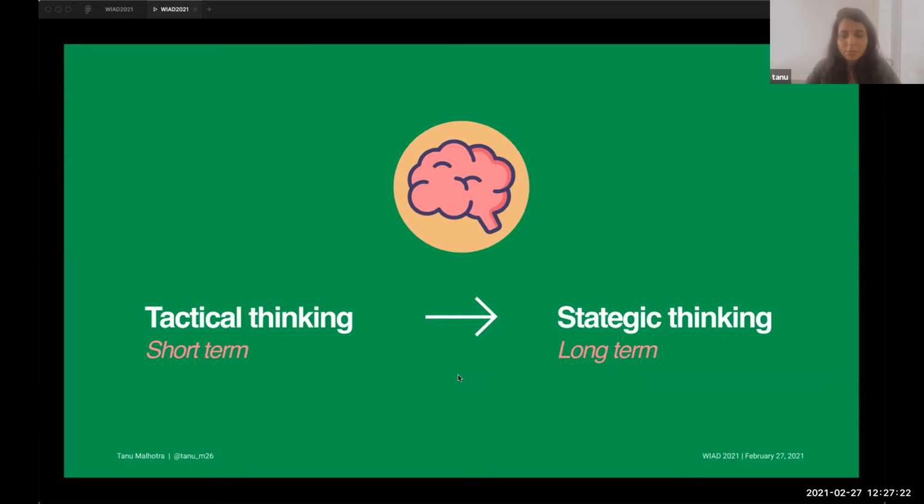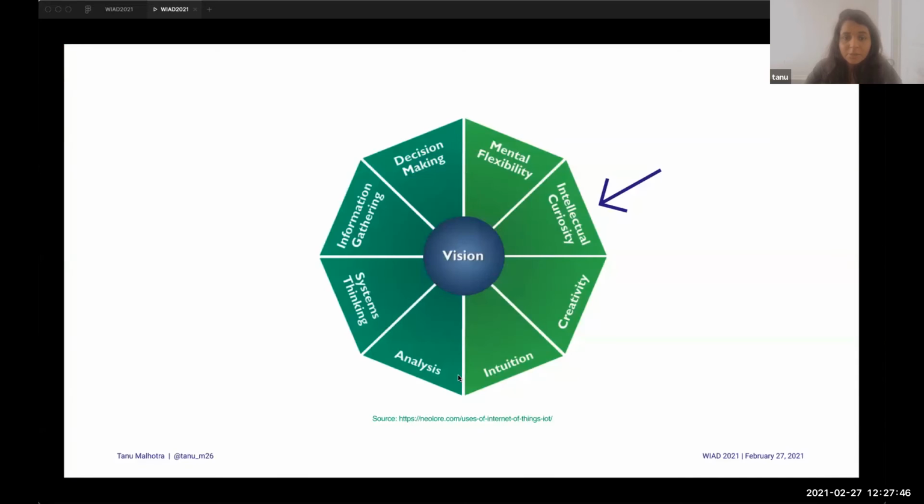To give you an example, the pandemic was a classical case of how situations change, and designers, especially user experience designers, have the onus of keeping the user experience intact in the current situations and environments. This really requires foresight thinking or strategic thinking. So strategic thinking, or perhaps creating a vision, has multiple elements around it.